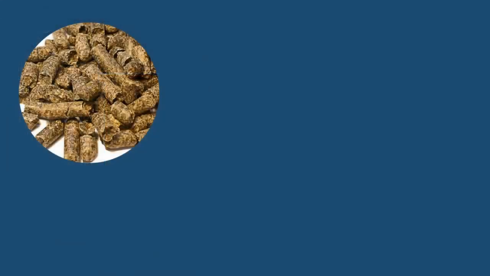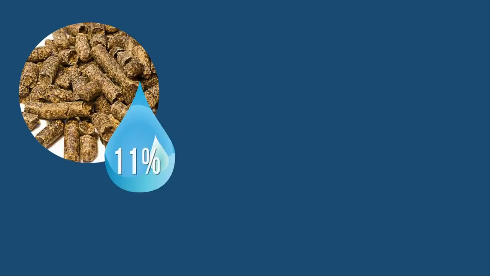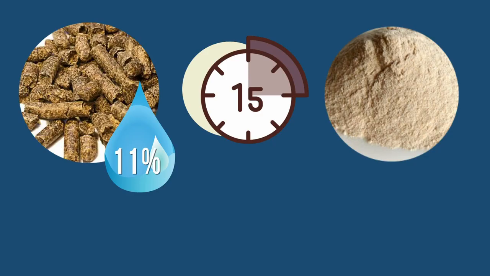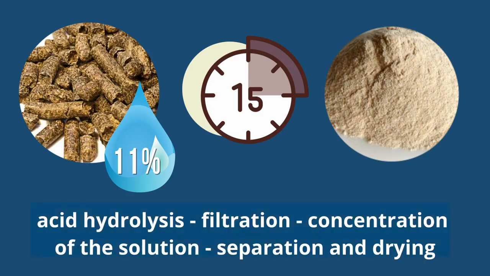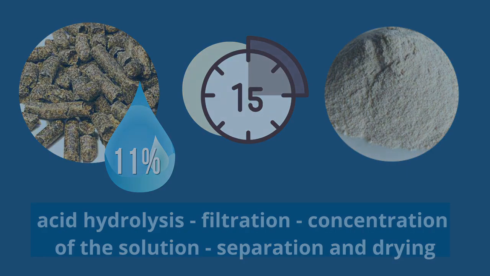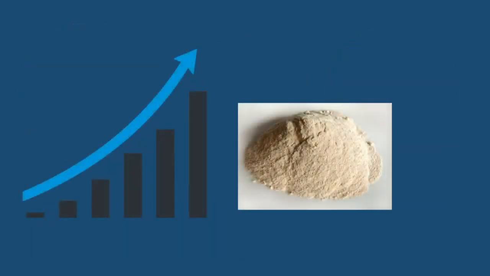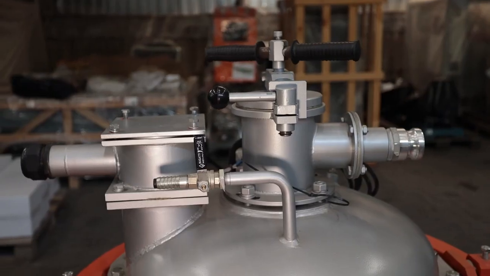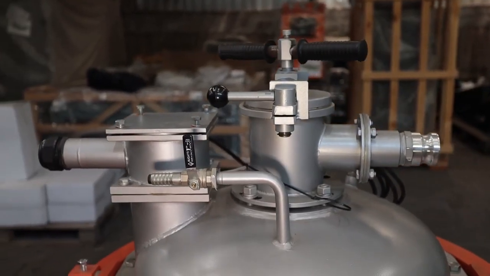Pre-treatment of granulated beet pulp with a moisture content of 11% for only 15 seconds in its sequential processing into pectin according to the scheme acid hydrolysis, filtration, concentration of the solution, separation and drying allows to increase the yield of pectin by 28.5% in comparison with pulp that was not pre-treated in a vortex layer apparatus and processed according to the same scheme.